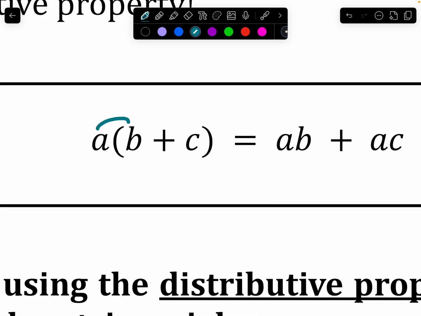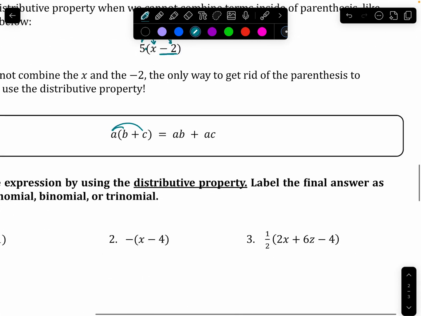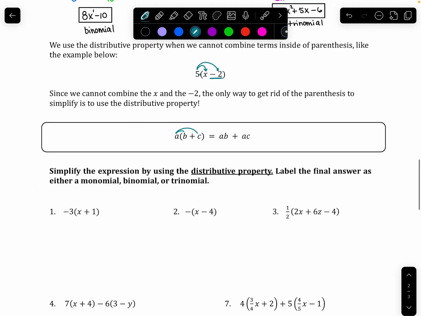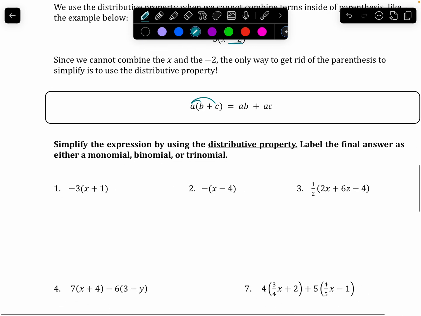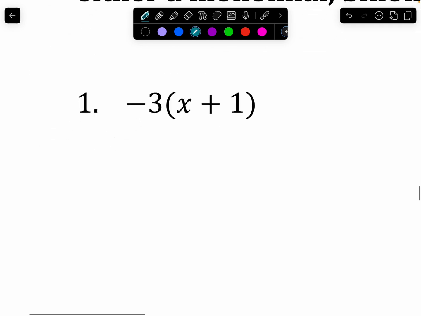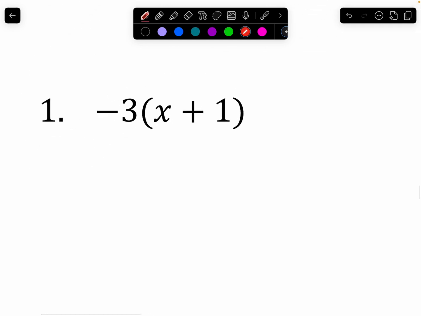You can do a times b, which gets you a times b, and then you go back and do a times c, and that'll get you a times c. You have done this before. I believe you did it in like 6th grade. You may have done it in 7th and a little bit in 8th, but you learned about this the first time in 6th grade. So we have to simplify the expression by using the distributive property. We're going to label the final answer as a monomial, binomial, or trinomial. So let's start with number 1.